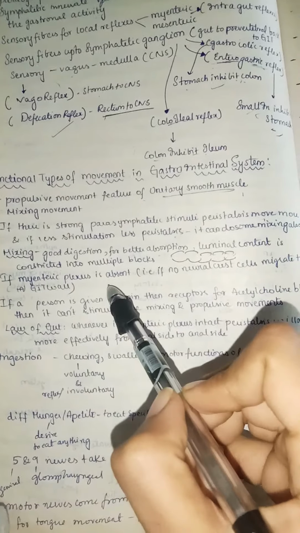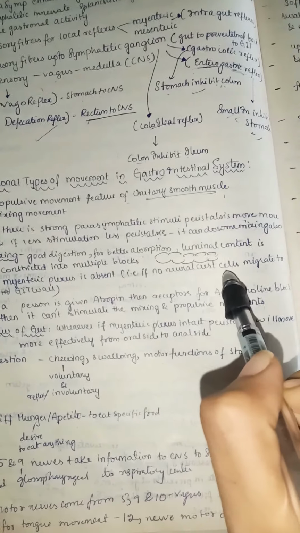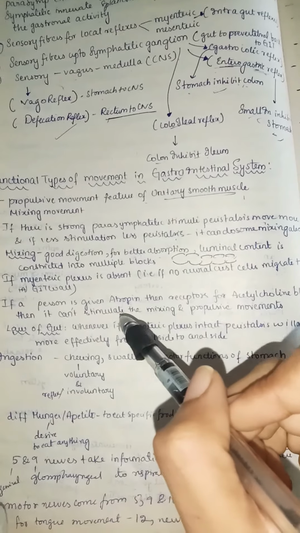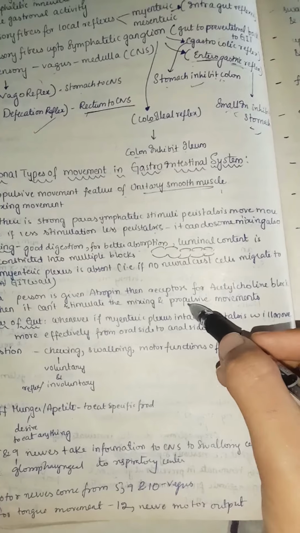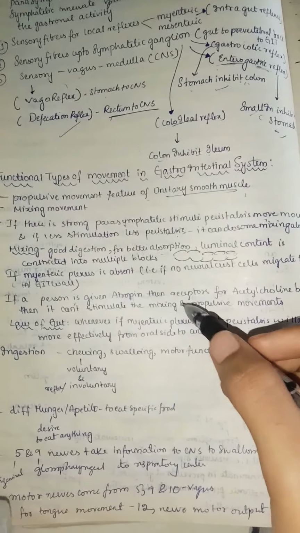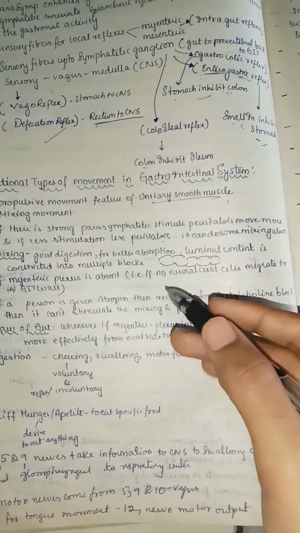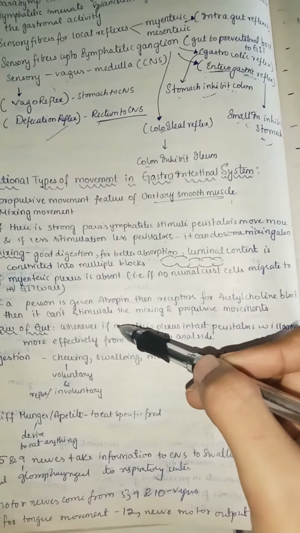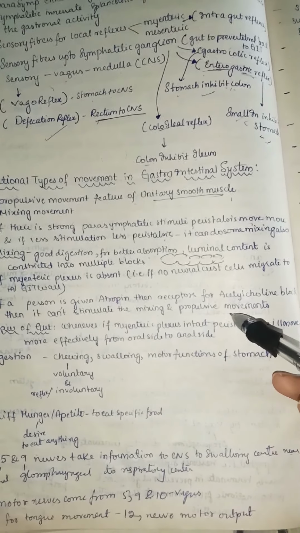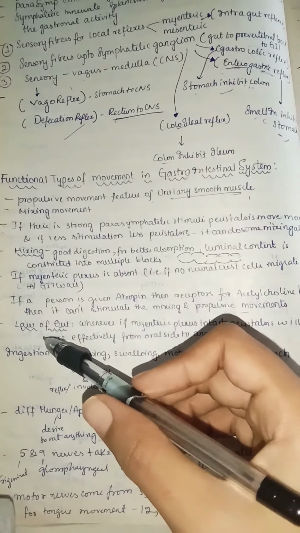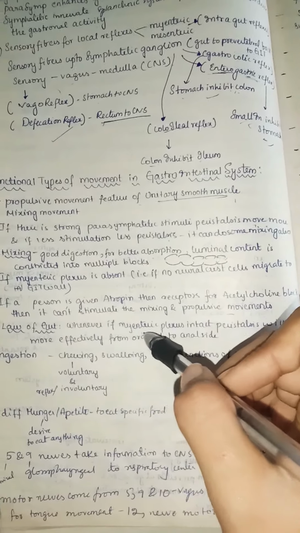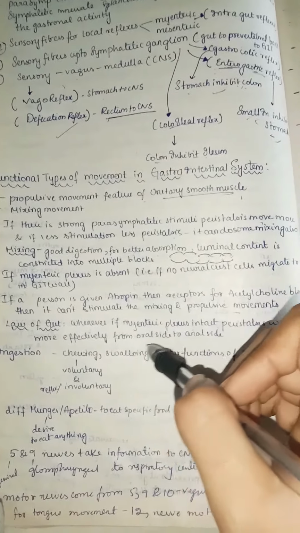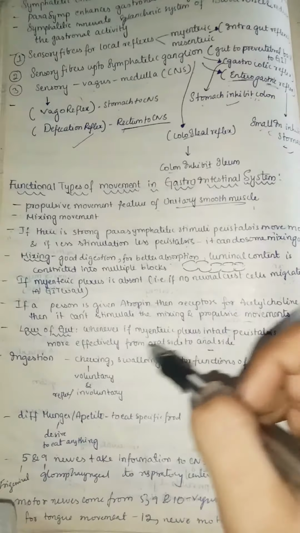So if myenteric plexus is absent, that is, no neuronal crest cells migrate to the GIT wall. If a person is given atropine, then receptors for acetylcholine are blocked. So acetylcholine is a major one which stimulates the digestion. Now if acetylcholine is blocked by atropine, then it can't stimulate the mixing and propulsive movement, then of course the GI motility will decrease. So what is the law of gut? Whenever the myenteric plexus is intact, peristalsis will move more efficiently from the oral side to the anal side. So that is the law of gut.